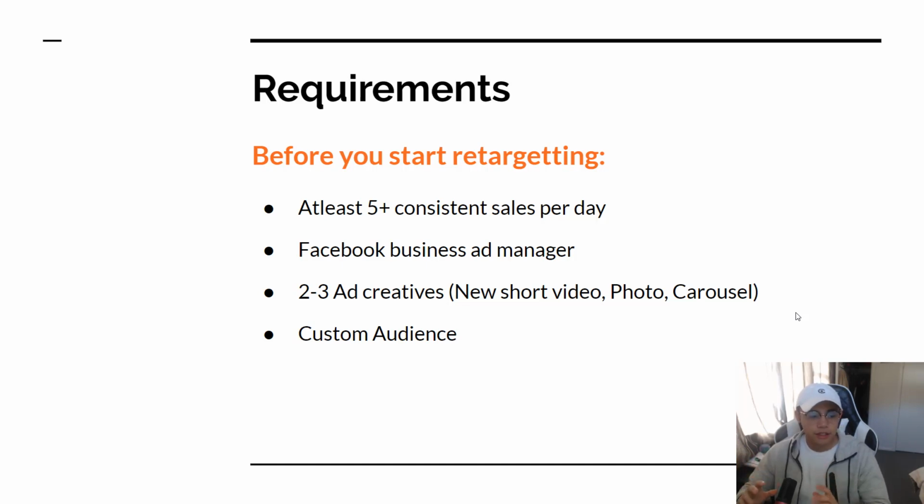The third point is you need at least 2 to 3 ad creatives. I recommend a new short video. Don't just use your main one. Okay, you probably can, but I don't recommend using your main ad creative. So you can even just make that main one a shorter version. Also have a photo ready and a carousel. And then the fourth thing is making the custom audiences, which I'll be showing in this video.